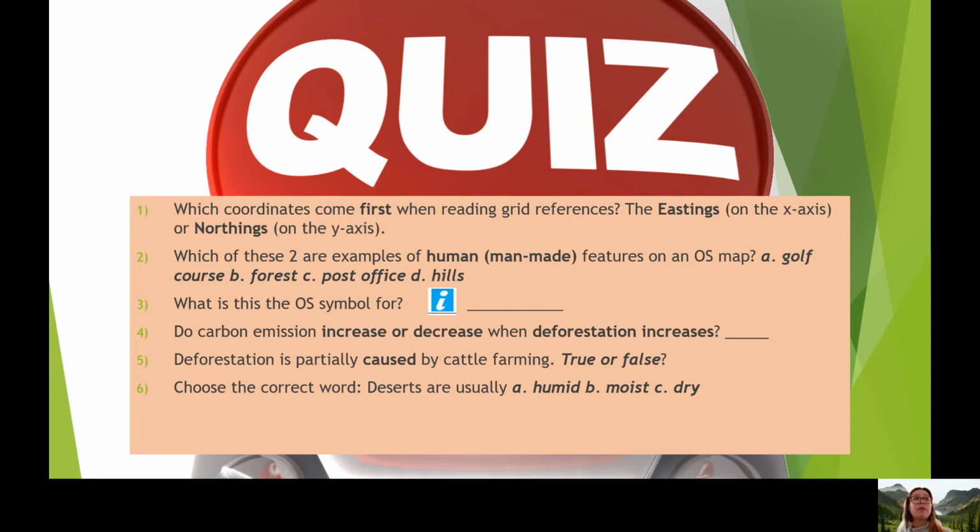And choose the correct word. Deserts are usually humid, moist, or dry. Pause this video before we go through the answers.